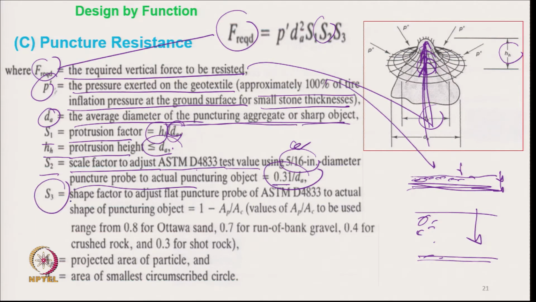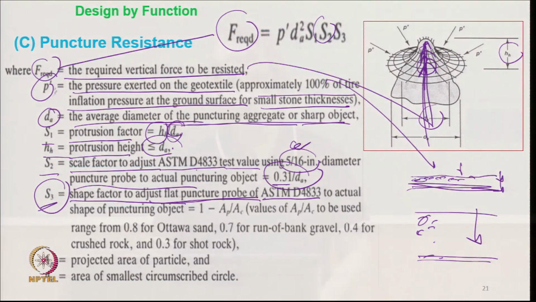S3 is the shape factor of the stone, which is adjusted to the flat puncturing probe as per ASTM D4833. As per ASTM, the puncturing probe is flat, but the actual shape of the stone is not flat. So, from there we can calculate S3, which is the adjusted shape factor. This is nothing but 1 minus AP by AC.